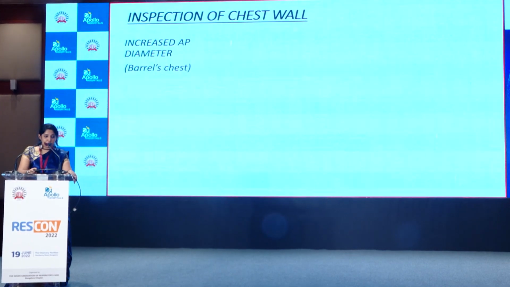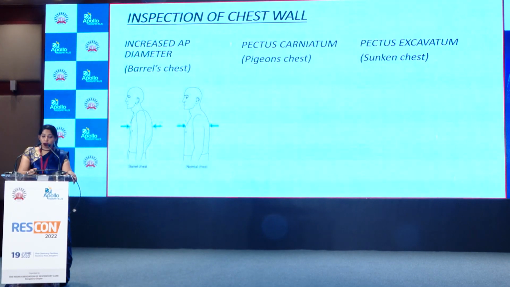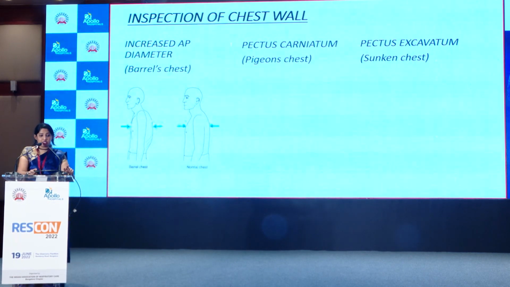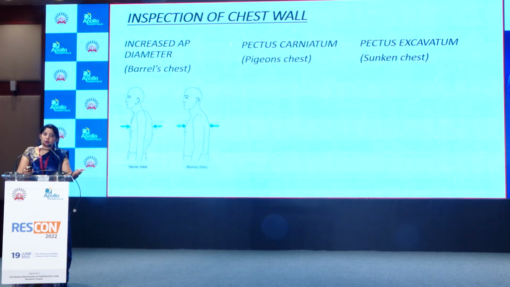Inspection of the chest wall. We have barrel chest, where you see a normal chest in the second picture and the barrel chest in the first. The AP diameter of the chest is increased. We usually see this in asthma and COPD because we have air trapping in those cases.